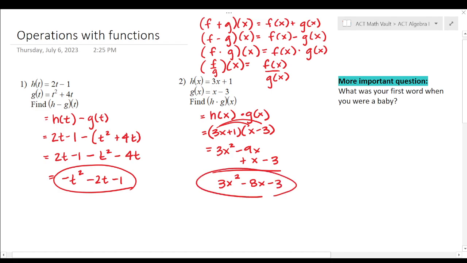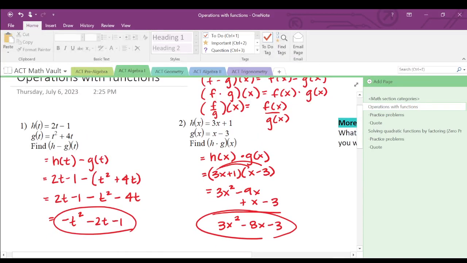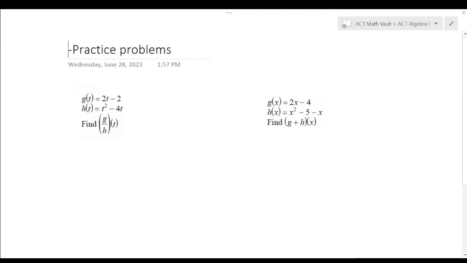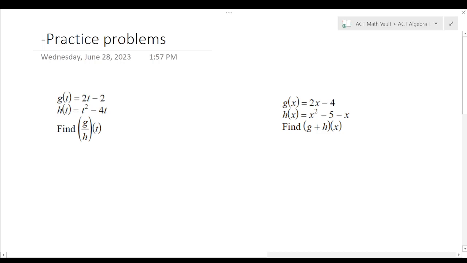Okay. So there you have subtraction and multiplication. The practice problems involve the other two operations. So that is dividing and adding. Why don't you practice these, and I will reveal the answers if you want to pause the video.